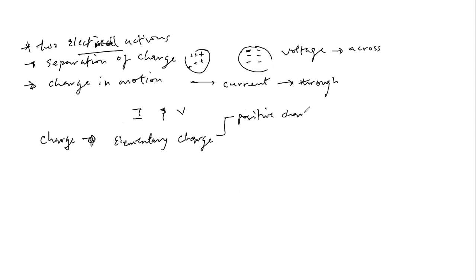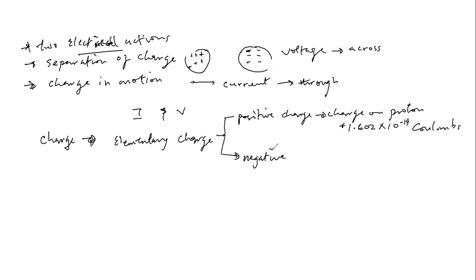Okay, elementary charge. That is, one is positive charge, which is the charge on the proton, and it's estimated as positive 1.602 times 10 to the power of minus 19 coulombs. And the second charge is the negative charge, which is the charge on an electron. And it is negative 1.602 times 10 to the power of minus 19 coulombs.